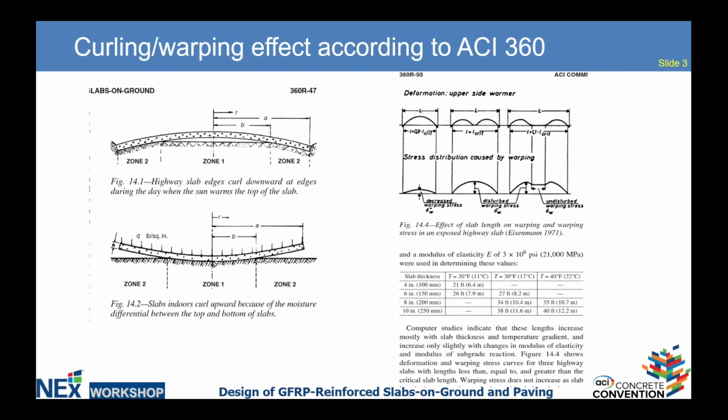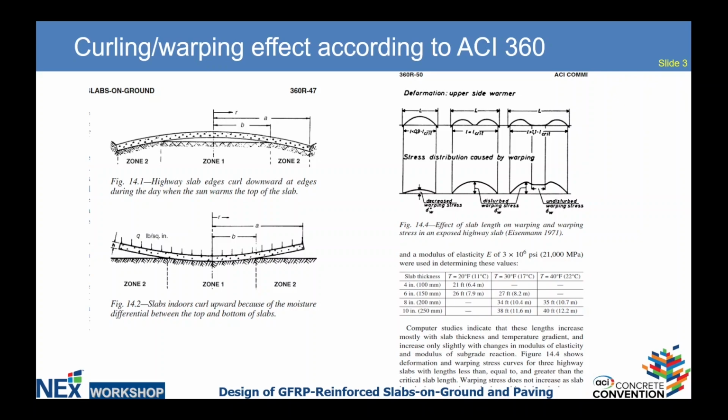Okay. So in ACI 360, there are these diagrams. So you're wondering, what are they for? It's talking about the slab-on-grade will actually either curve up or curve down, depending on the thermal gradient. In the summer, when you have the top surface much hotter than the bottom, it's going to curve up. In the winter, potentially, the top surface is cooler than the bottom, so it's going to lift up at the corner and the edges. Okay?